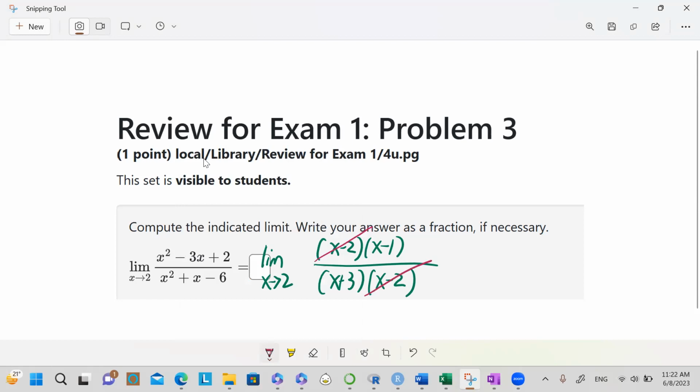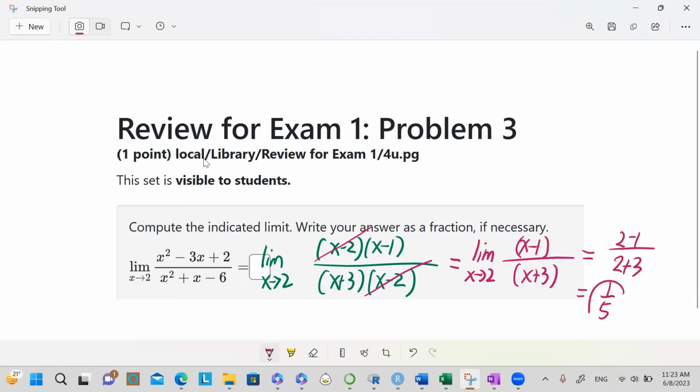So now we have the new function. We also eliminate the x minus 2 on the bottom, so we can do direct substitution afterwards. So it's x minus 1 on the top, x plus 3 on the bottom. Now if you do direct substitution, 2 goes in: 2 minus 1 on the top, on the bottom is 2 plus 3. So the answer is 1/5. That's basically how you find a limit in this scenario where you have to redefine a function.